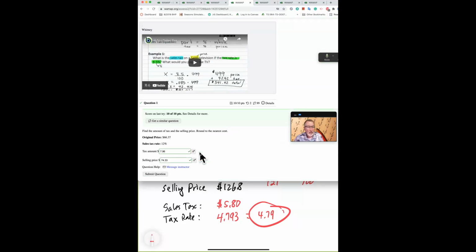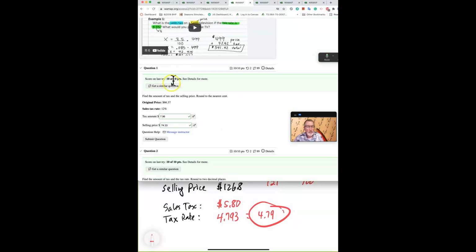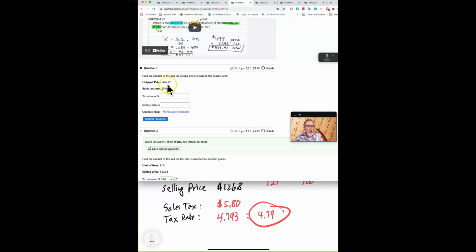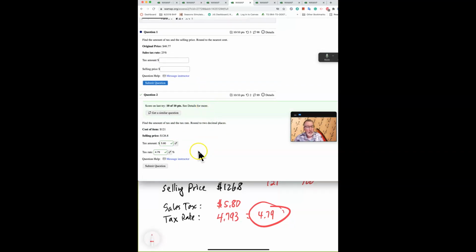So work with these a little while. They may be confusing at first. Here's a similar question if you want to try. Original price of $46.77, sales tax rate of 25%. That's like a luxury tax. 1/4 of the value is added on. That's a lot of tax.